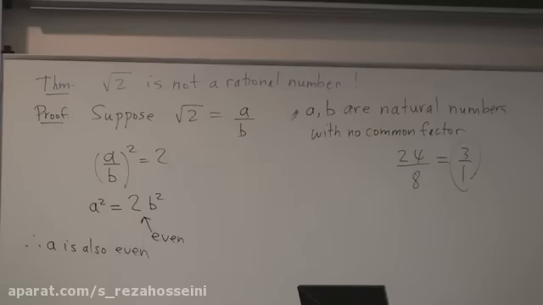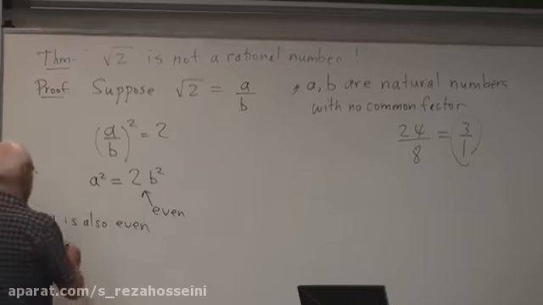What does it mean to be even? It means that a can be written as 2 times another natural number. Let's say c. Every even number is 2 times another number. Like 14 is 2 times 7, 22 is 2 times 11. Every even number is 2 times another number. And so we'll let that other number be c.